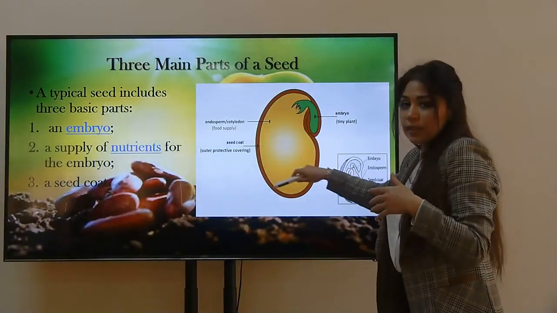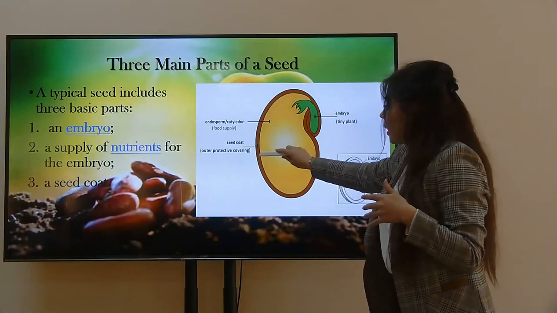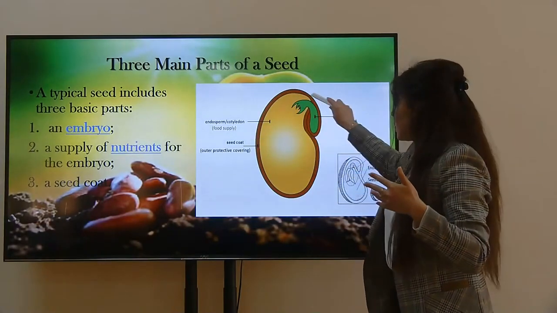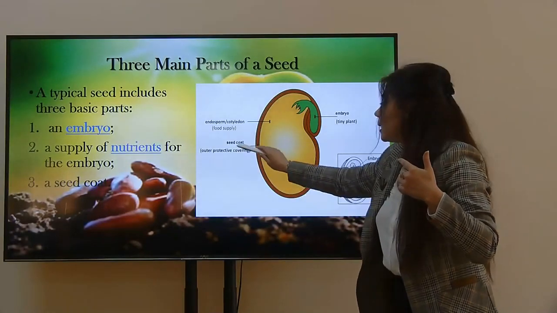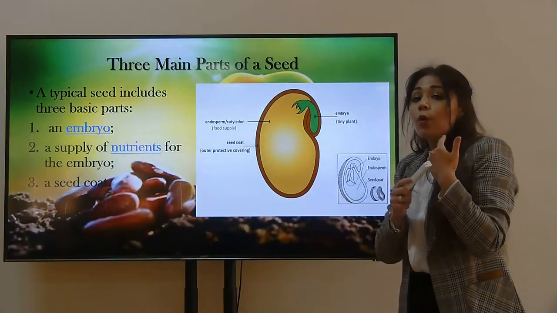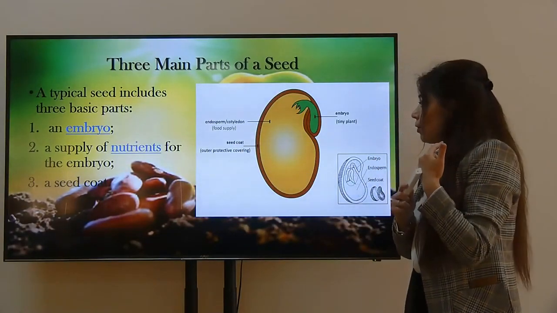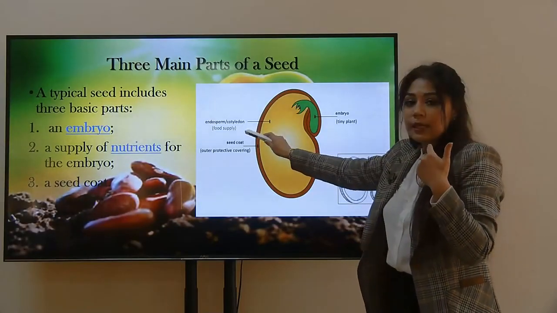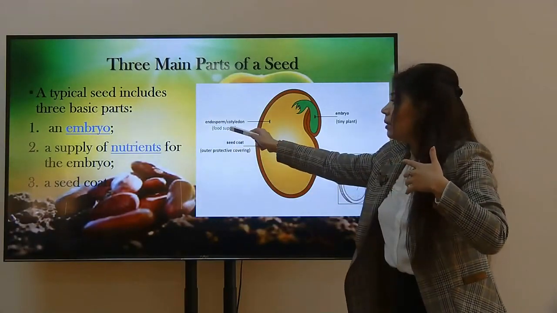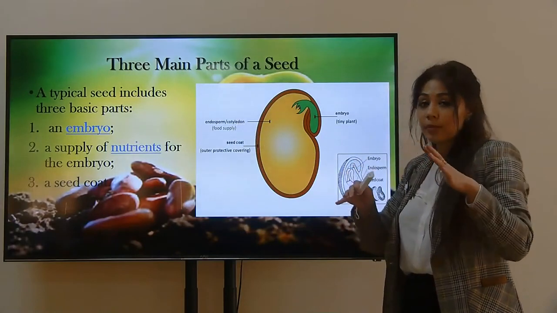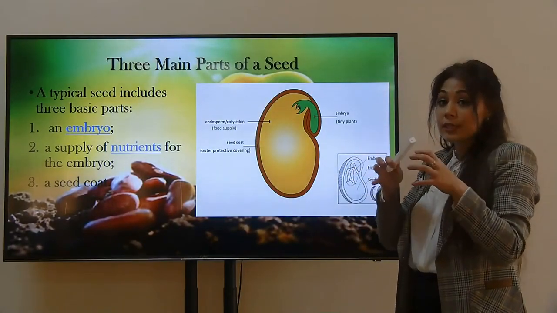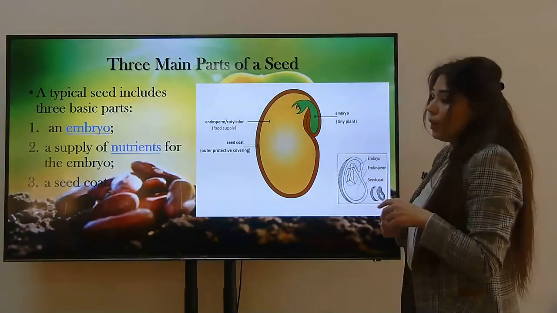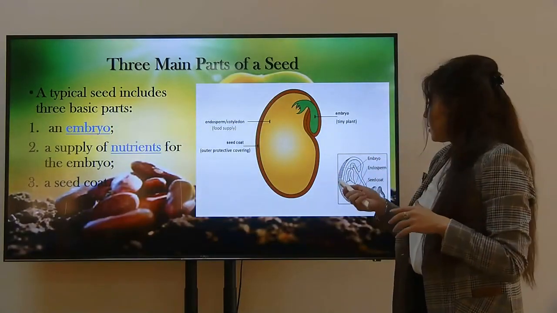As you see, this is a seed. And the external side of the seed is covered with a brown coat, and we call it the seed coat. It's the outer protective covering. And the next one is cotyledon. In other words, it's the endosperm. It's a food supply. And as I told you, it's stored food inside it. And the embryo is a teeny plant.